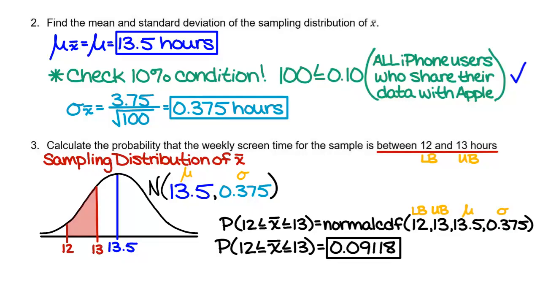Kind of curious. The probability that the weekly screen time for the sample, not the average screen time, but the weekly screen time, right? Or is it the average? I don't remember. Let me look at it again. There's a random sample. Oh, the mean weekly screen time of the sample, though. This is the mean of the sample. So this is people reporting how many hours a week they are on their iPhones. I was going to say, I'm not in that 12 to 13 range there. I'm a little bit more than that.